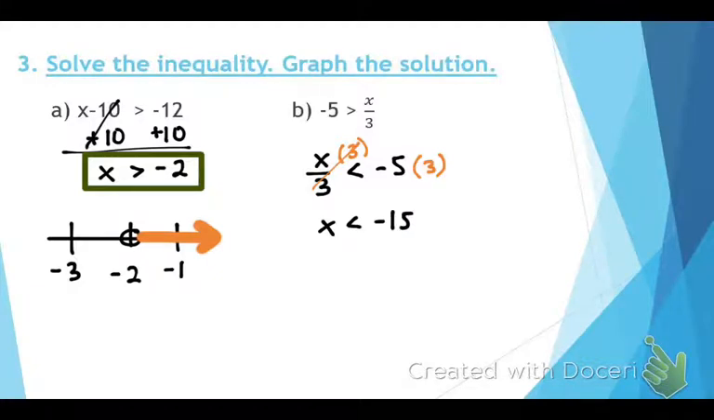All right, should I flip my sign? No. The last thing I did was multiply by a positive on both sides.